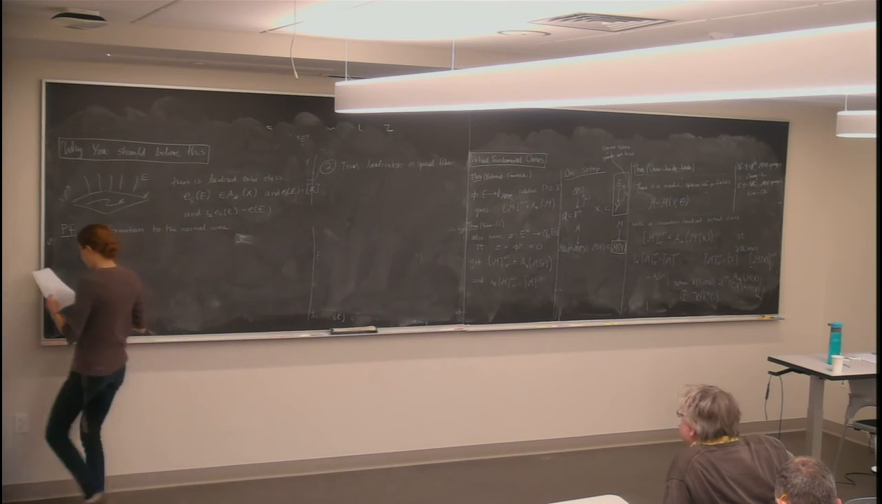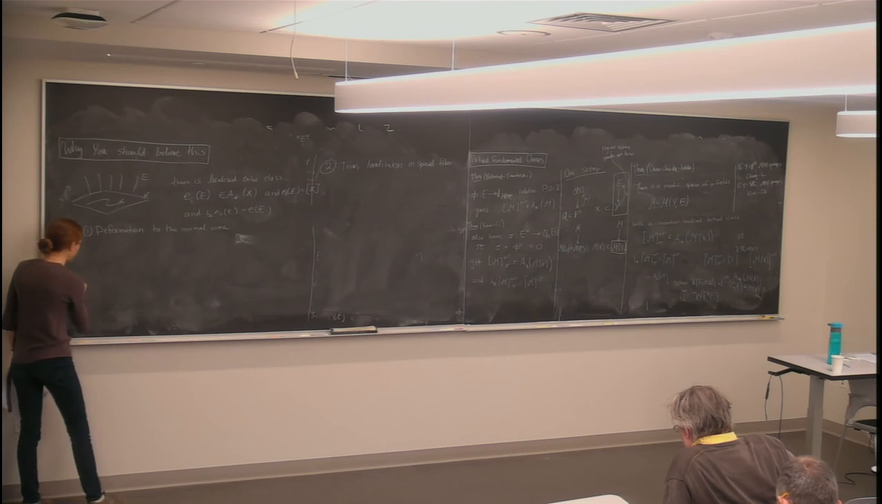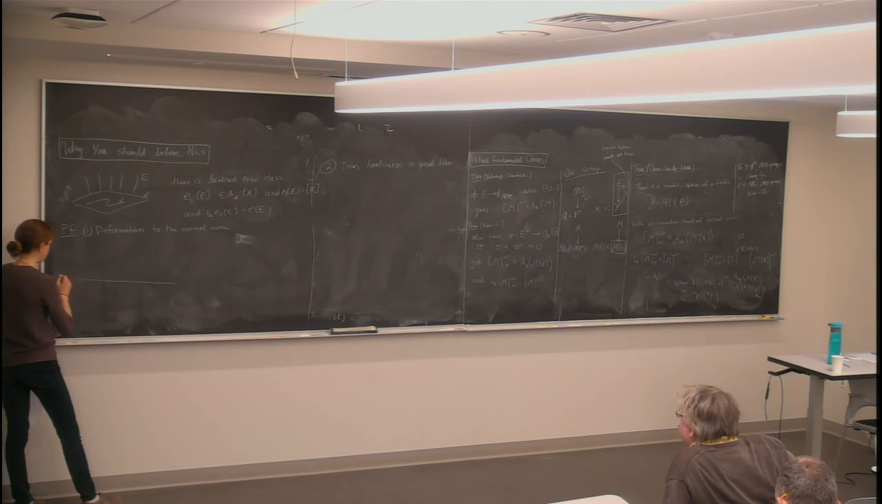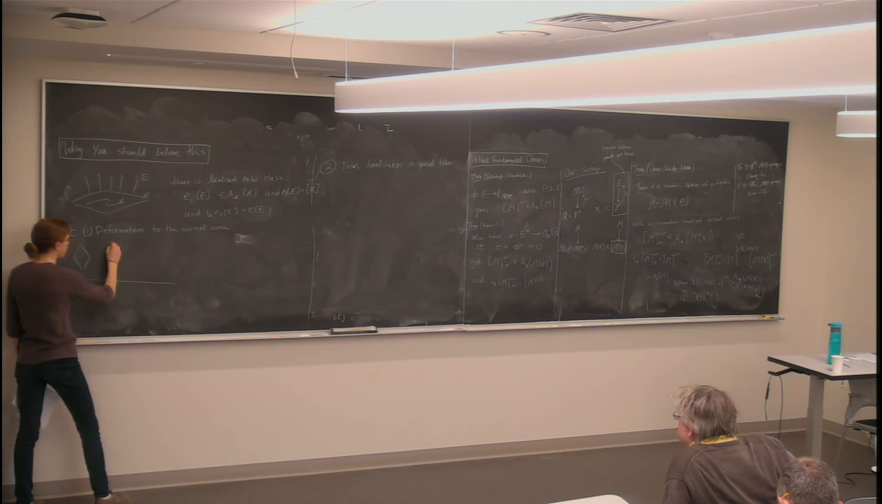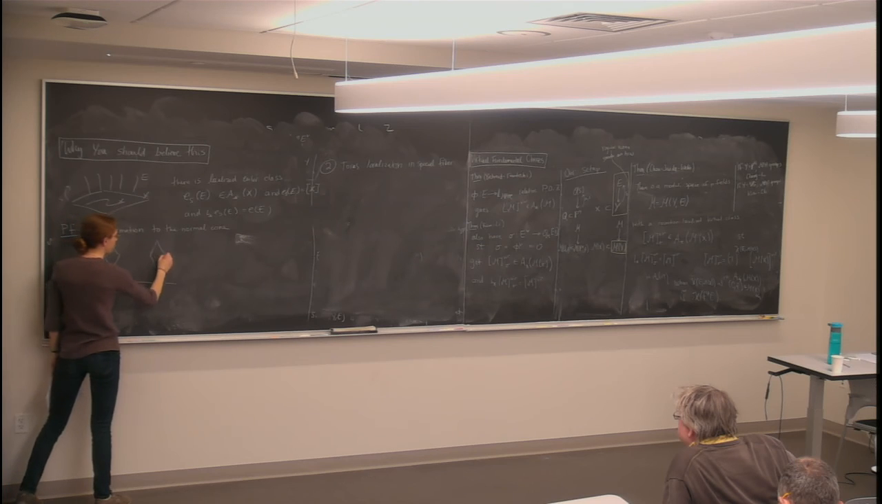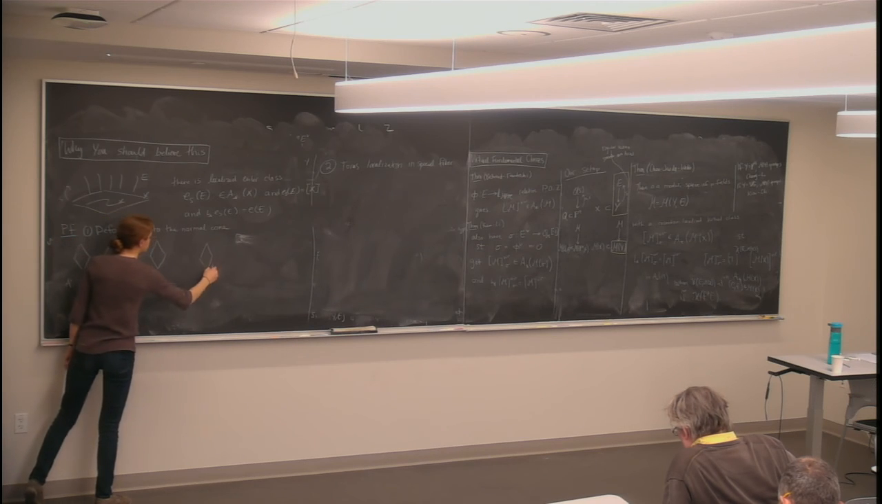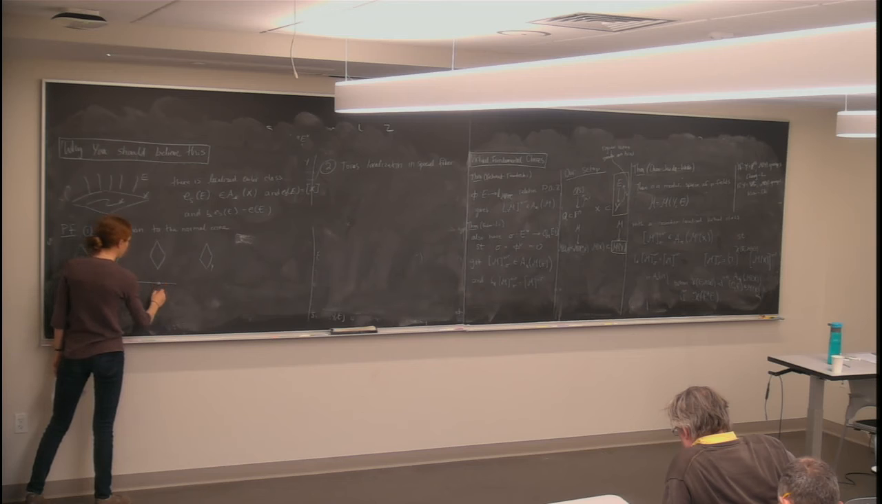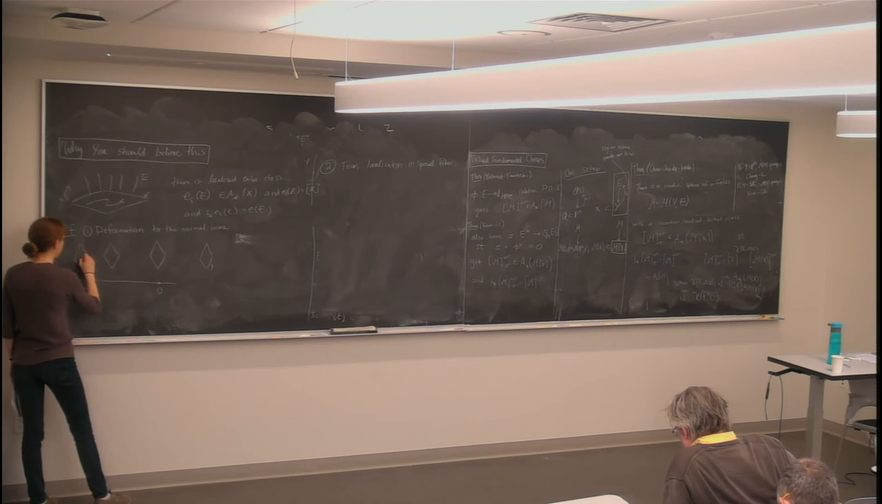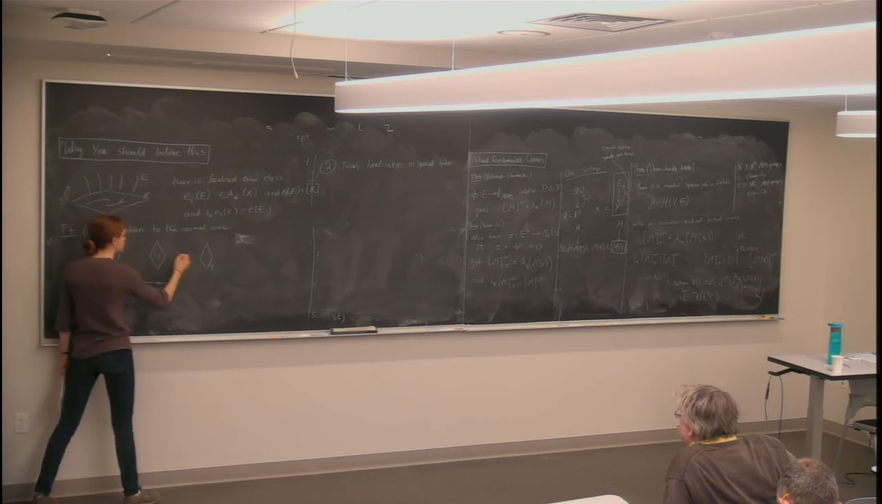So the deformation to the normal cone. I'll remind you what that geometry looks like. You have a base A1, and you cross it with Y. And we have our zero locus X sitting inside of Y.